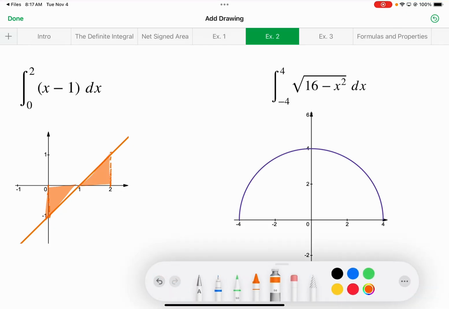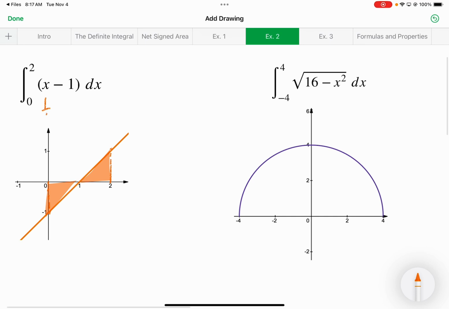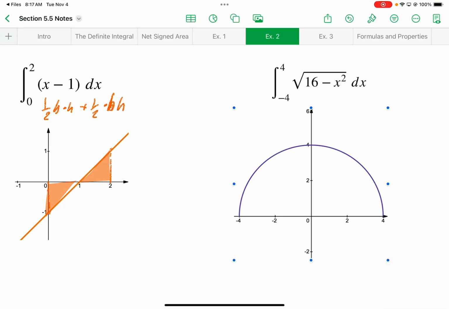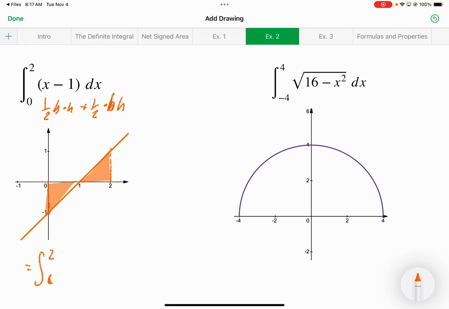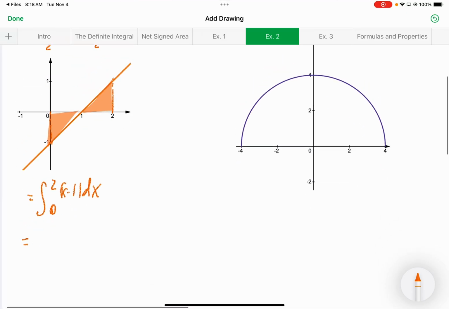Both triangles. So we're going to have 1/2 base times height plus 1/2 base times height, so the area of my two triangles added together. Since we have two distinct triangles, I think it's worth splitting it up into two different ones. I don't necessarily have to rewrite it, but I will. The integral of x minus 1 dx equals, okay.